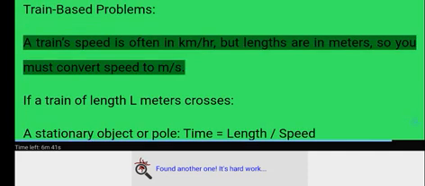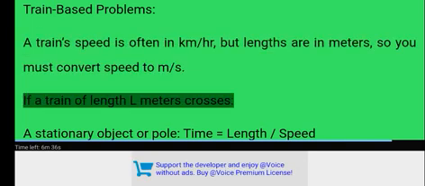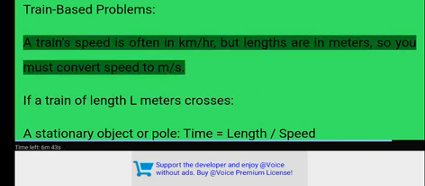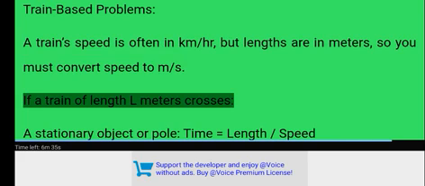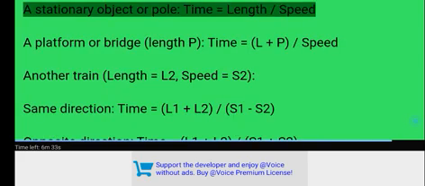Train-based problems. A train's speed is often in km per hour, but lengths are in meters, so you must convert speed to meters per second. If a train of length L meters crosses a stationary object or pole, time equals length divided by speed.